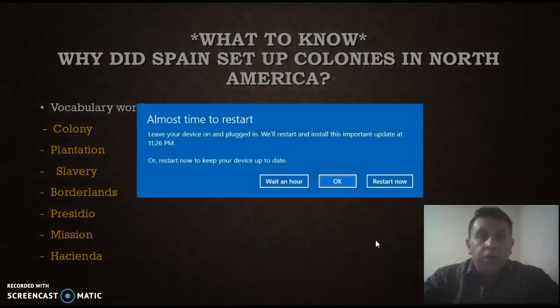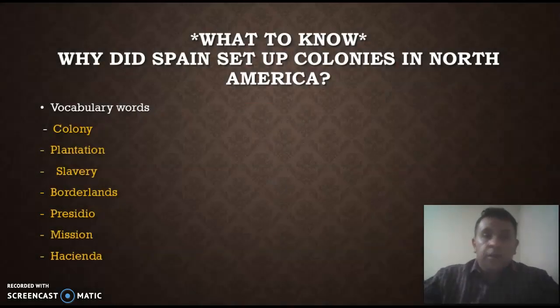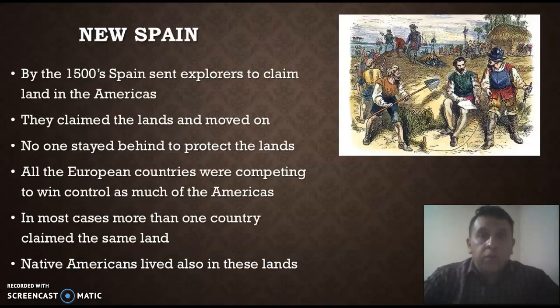Now, the words that we need to learn are vocabulary words: colony, plantation, slavery, borderlands, presidio, which sounds actually like Spanish, mission, and hacienda, another word that sounds like Spanish. Okay, we are going to start with the first part, that is New Spain. You can find that in your book on page 147.